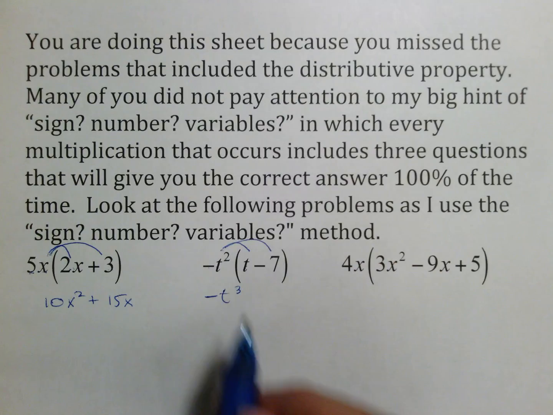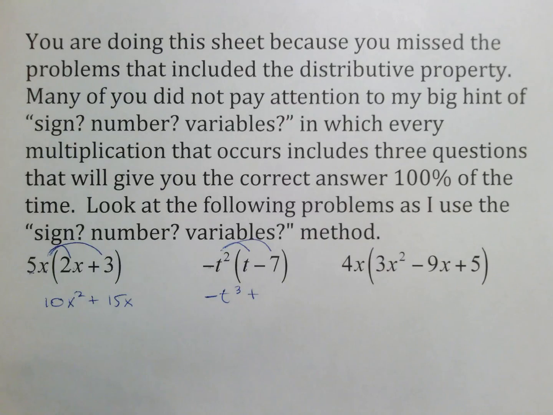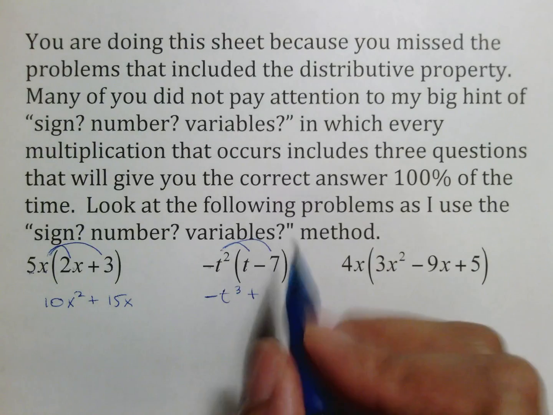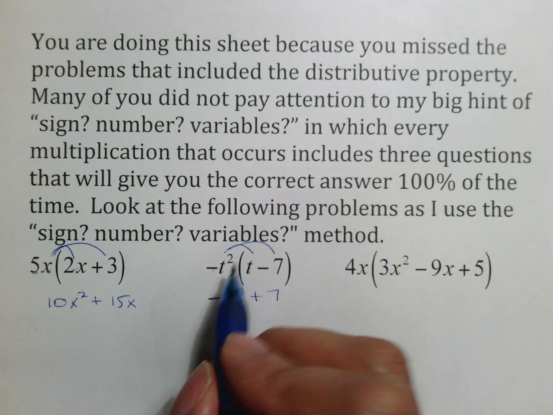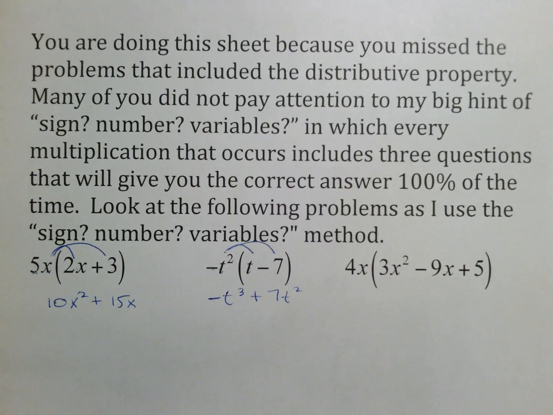Here, when you go to combine these two, you have a negative times a negative, which makes the sign positive. Again, that's your sign. The number, the only number in this group, is 7. And then in terms of t's, there are 2 of them in that problem that you need to bring down.